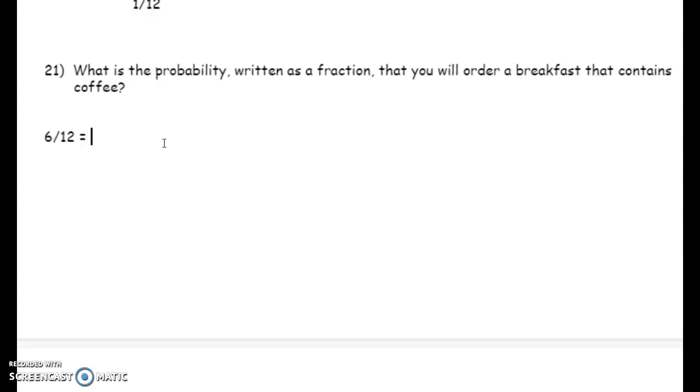And we know that if we simplify this by 6, it is the same as a half. So I have a 50% chance. We know that 1 divided by 2 equals 0.5. And if we multiply that by 100, that is how we get a percent. So we have a 50% chance that we're going to have a breakfast with coffee, as well as we would have a 50% chance of getting a breakfast with juice.